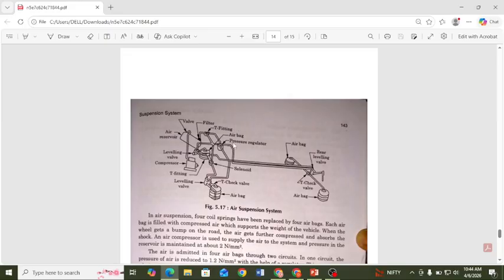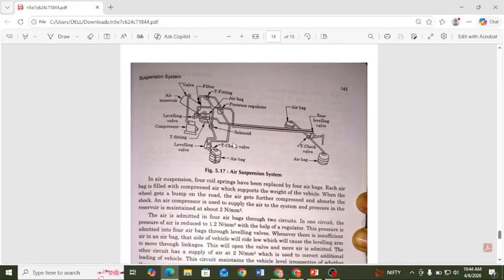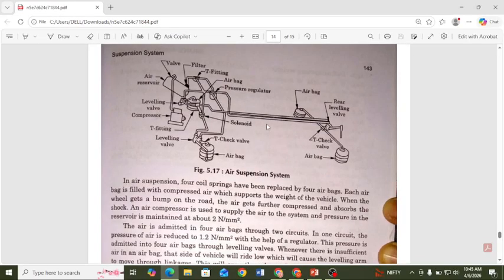The image in front of you shows a suspension system which is helpful to remove the shocks and also provide a cushioning effect. I would like to zoom out here. This is the image. Okay, so this is the air compressor. This air compressor acts as the air reservoir.